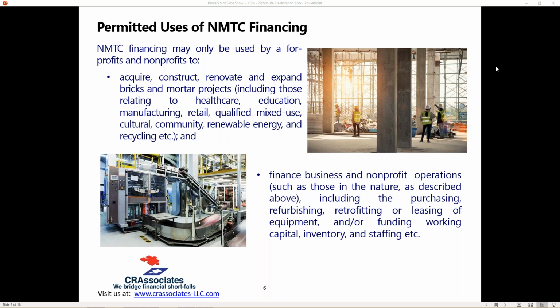New market tax credit financing may be used for profits and nonprofits to acquire, construct, renovate, and expand bricks and mortar projects, including those related to healthcare, education, manufacturing, retail, qualified mixed use, cultural, community, and renewable energy and recycling. It can also be used to finance business and nonprofit operations, such as those in the nature described above, including the purchasing, refurbishing, retrofitting, or leasing of equipment, and/or funding working capital, inventory, and staffing.